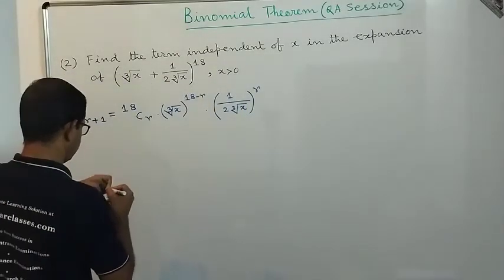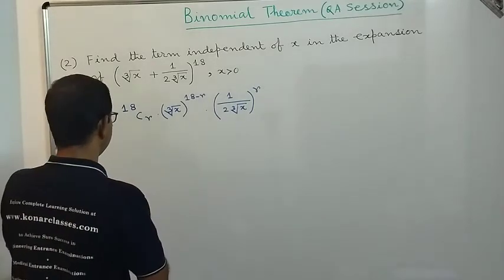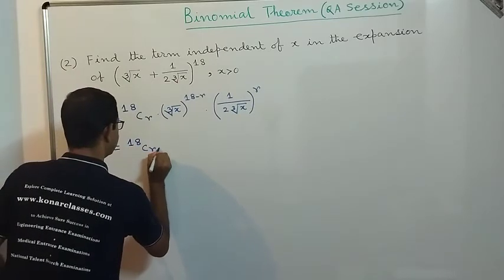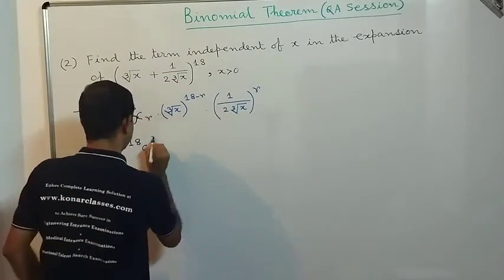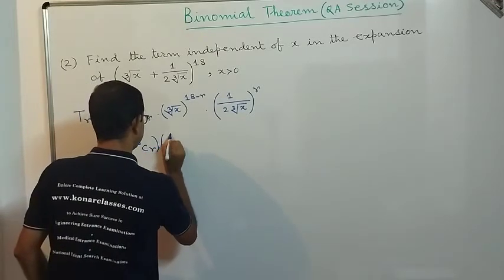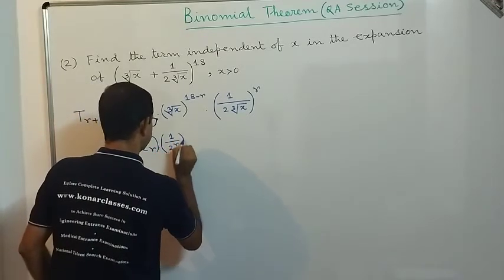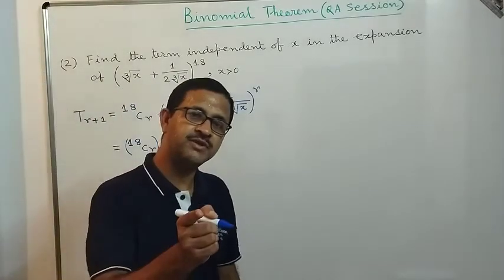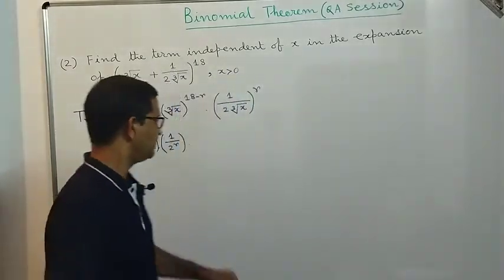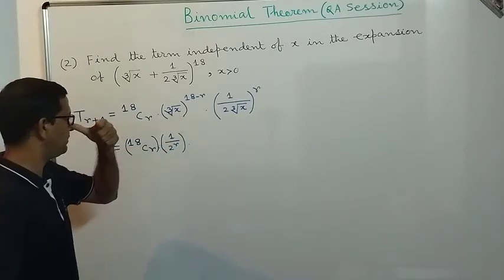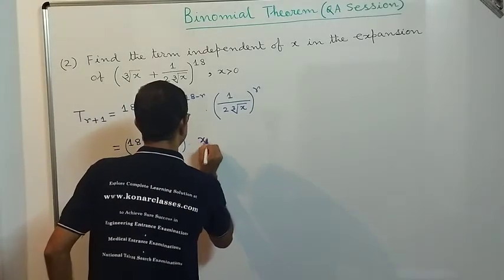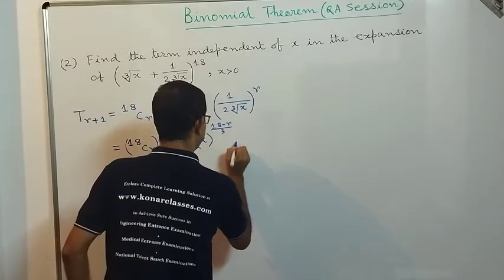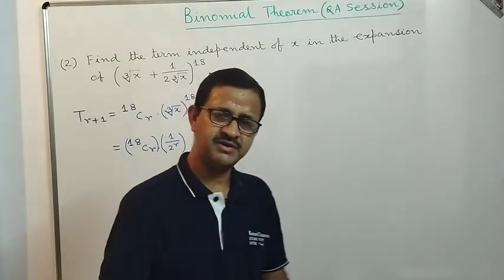So if we approach like this, then what are we going to get? This is equal to 18Cr into 1 by 2 to the power r. These two terms we keep here because this is completely independent of x from the beginning. Into here we get (cube root of x)^(18-r). Cube root of x means what, dear students? x to the power 1 by 3. That means (x^(1/3))^(18-r), that means x to the power (18-r)/3. Fundamentals of laws of indices.